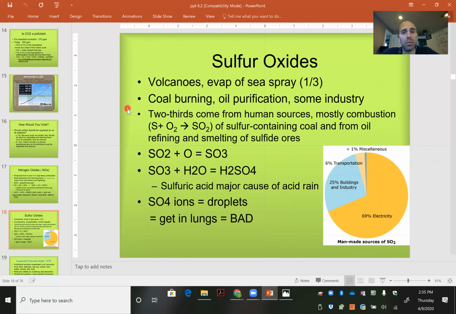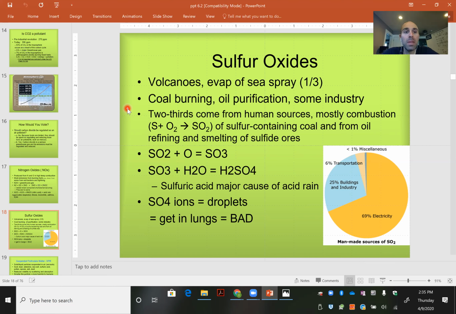Sulfur dioxide combines with elemental oxygen to produce SO3. SO3 now combines with water to produce sulfuric acid, H2SO4. And this again occurs in acid rain or acid deposition. Okay, SO4 ions are droplets. They are bad. They can get in your lungs. They can cause irritation. It is bad.